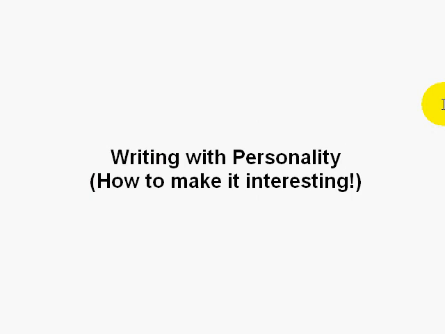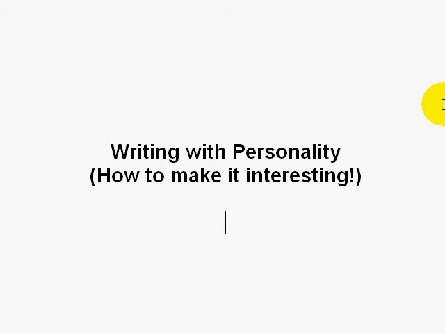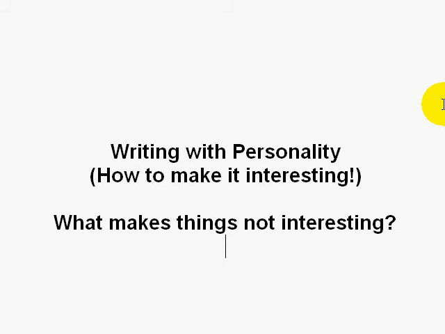So the second thing I want to talk about is writing with personality, or how to make it interesting. That would be a better way of saying it. So today I'm going to make you think a little opposite. We're going to think of things that make things not interesting. We're going to create a list of those things, and I'm going to show you what makes things not interesting, because a lot of times people tell you things as they are, but they don't make you think about it. A lot of times it's easier to think the negative and then reverse it to the positive later on.